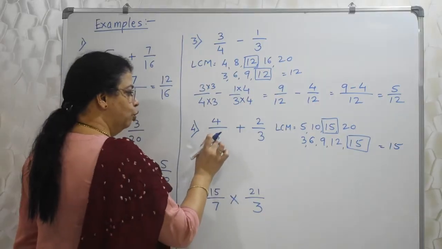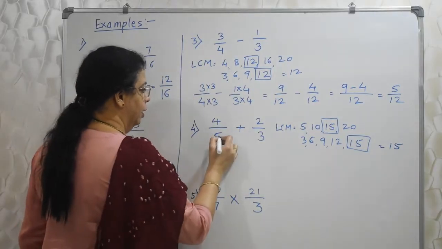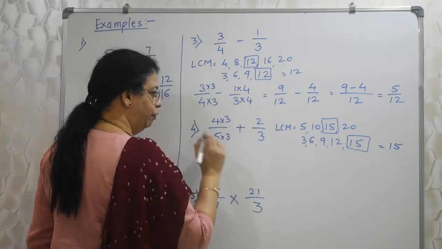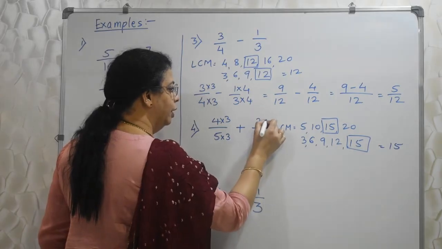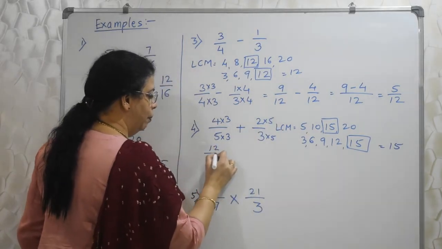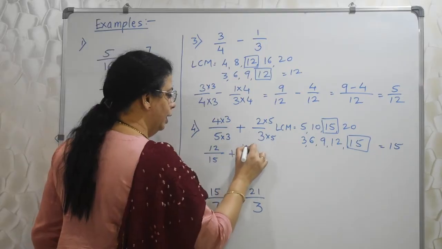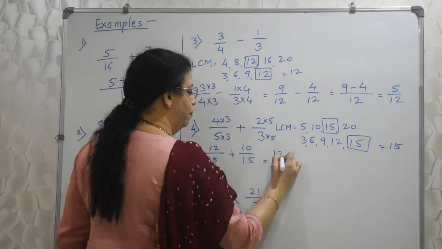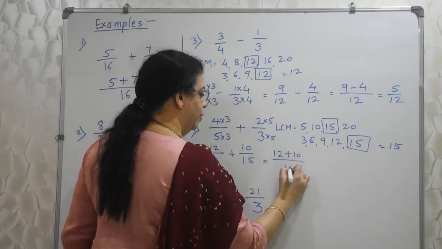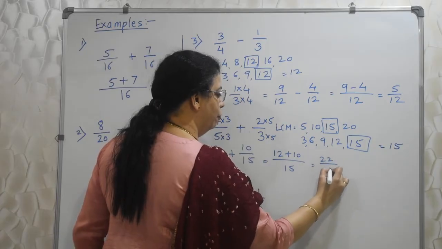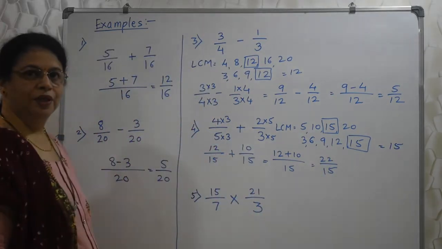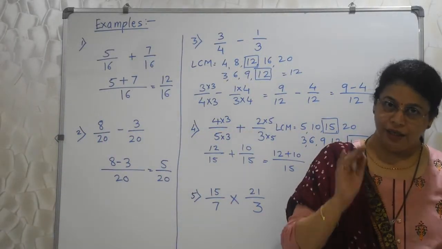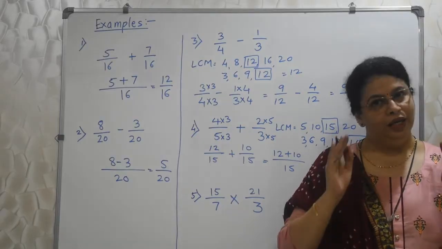What does it mean? I should convert both the denominators to 15. Into 3, into 3. 5 into 3, 15. 3 into 5, 15. Into 5, 15. So it is 12 upon 15 plus 10 upon 15. Now both are 15. Work is easy. 12 plus 10 upon 15, that is 22 upon 15. Okay students, revise this, practice this. Believe me, it is very simple.